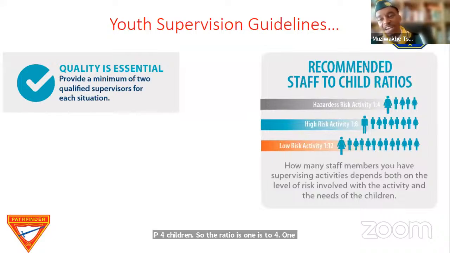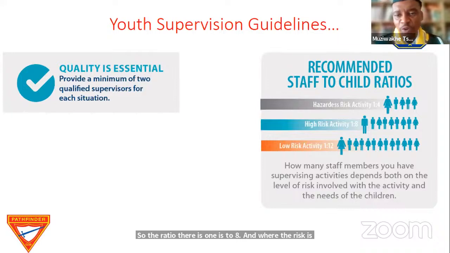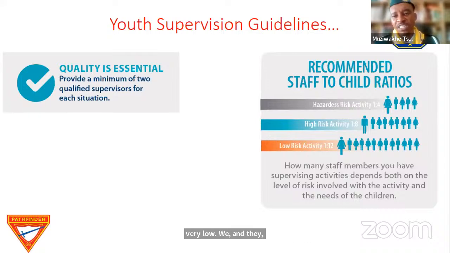And where the risk is high, but at least manageable, what we can also call moderate risk, we advise that there should be one supervisor per 8 children. So the ratio there is 1:8. And where the risk is very low, we and the Adventist Risk Management Incorporation advise that we should have 1:12, where one adult will look after 12 Pathfinders at a given time.